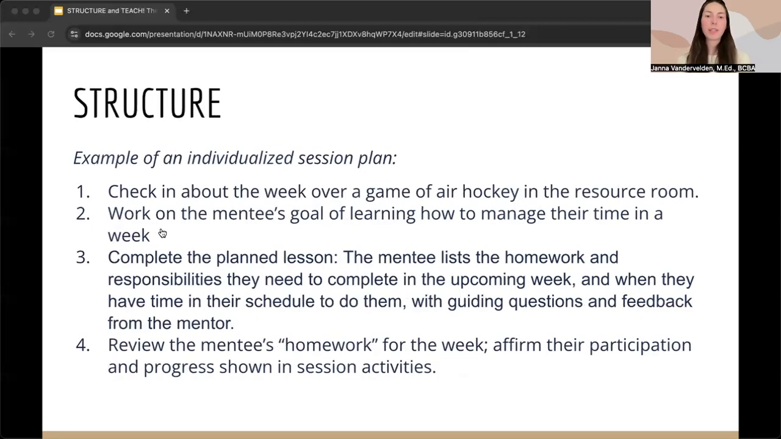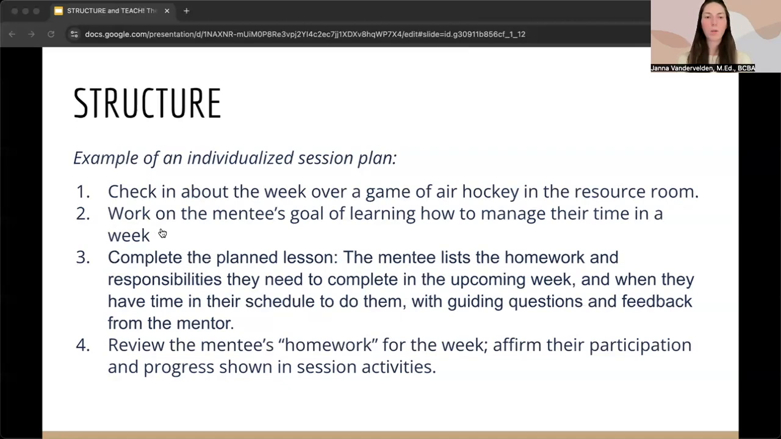A more individualized example of a session plan might look like, first, checking in about the week over a game of air hockey in the resource room. Second, work on the mentee's goal of learning how to manage their time in a week. Third, complete the planned lesson.